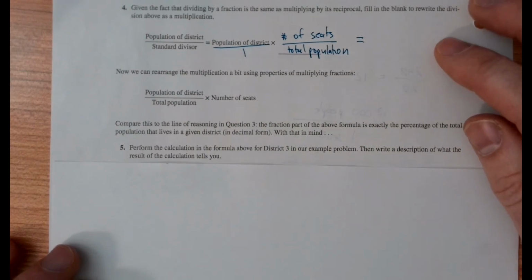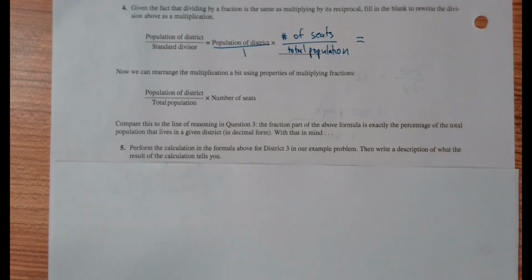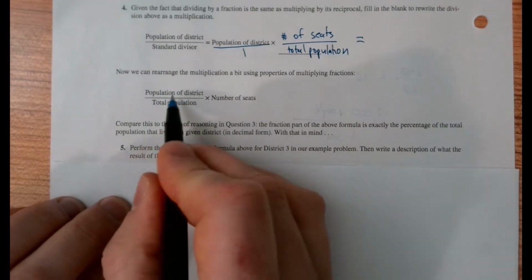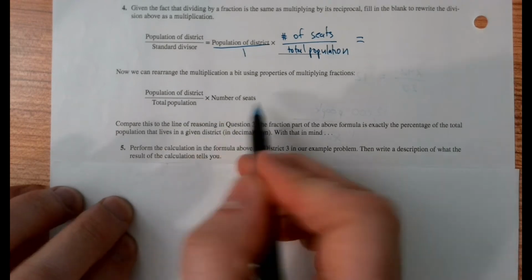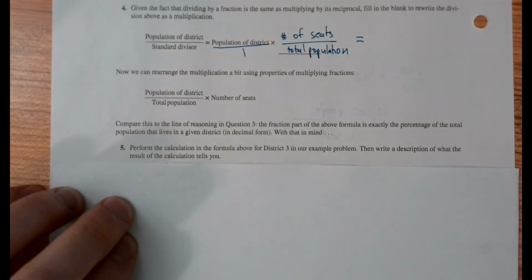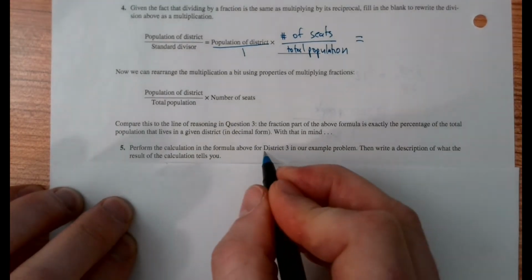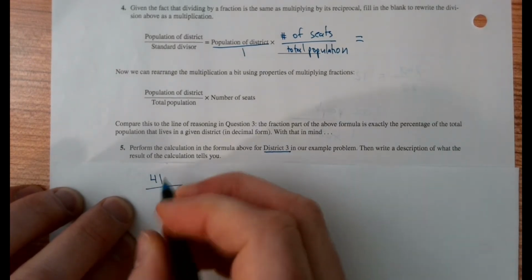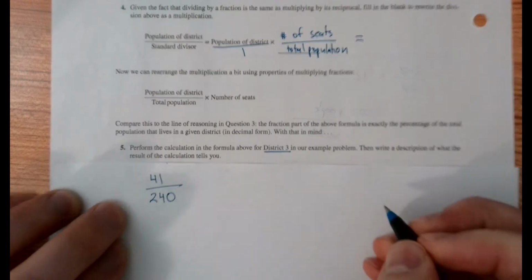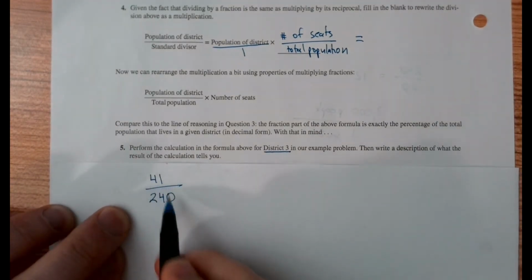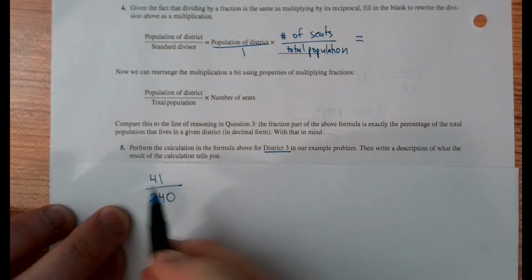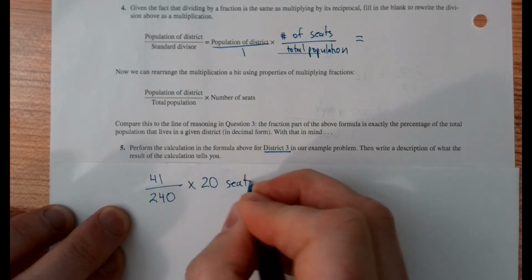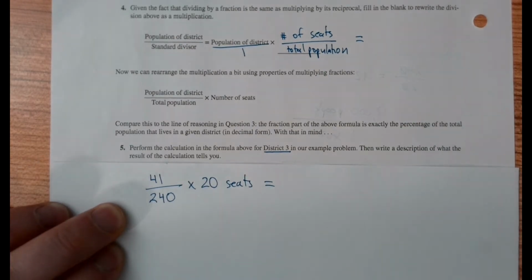So now we're ready to attempt apportioning our seats. We're going to do this calculation that we've done here, where we take the population of the district, divide it by the total population, and multiply it times the number of seats. District 3 is the one we're told to do in number 5. It had 41,000 people, and the total population was 240,000. So we're getting the percent of the total population that this district represents, and then we're going to multiply it times the 20 seats. I'm going to rely on decimals for this calculation.